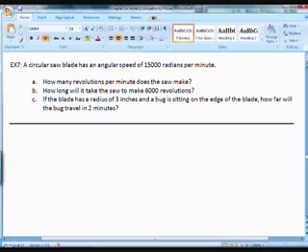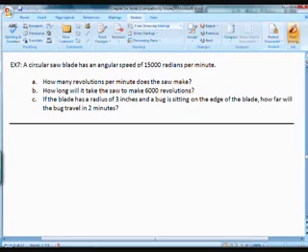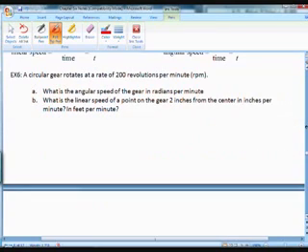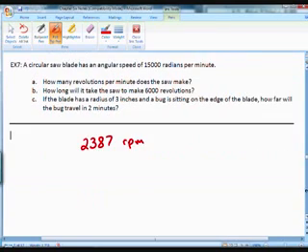I'm just going to work this down here. 2,387 revolutions per minute. Each minute it spins around 2,387 times. Was that more than the one before? You remember what the revolutions was up here? That was only 200. So in 1 minute this thing's spinning over 2,000 times.